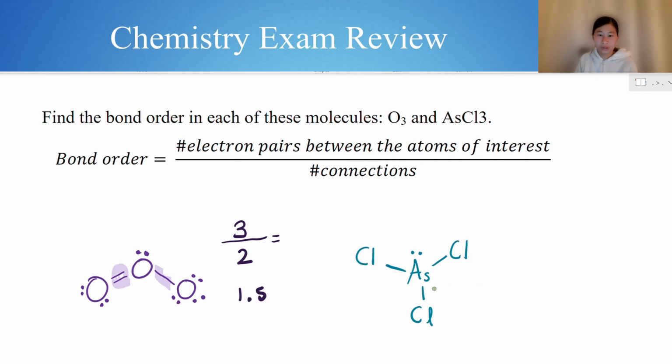Now let's do this for AsCl3. The number of electron pairs between arsenic and chlorine is 3. 1, 2, 3. So 3 pairs, and we will divide this by the number of times we see an As to Cl connection. This happens 3 times, once here, and once here. So 3 divided by 3 is 1. So the bond order for this is going to be 1.